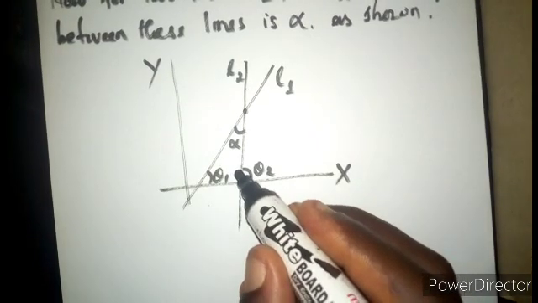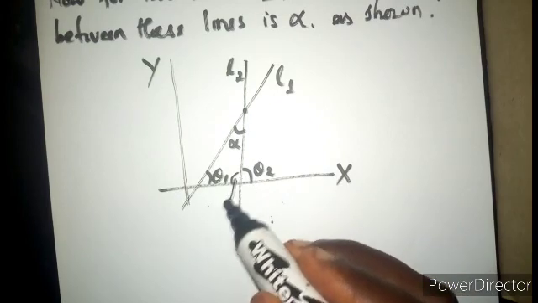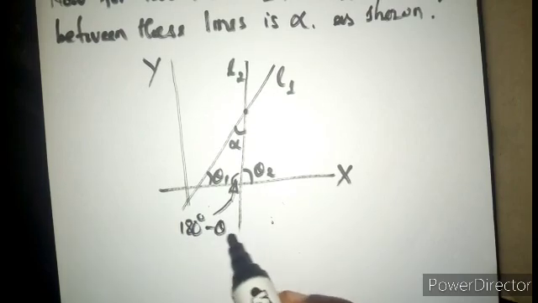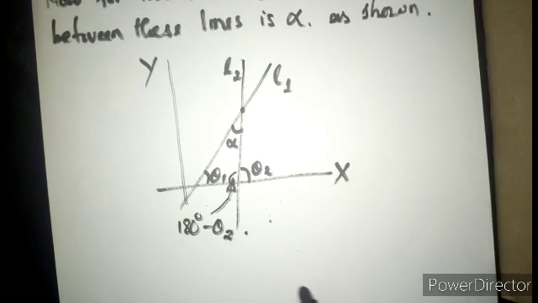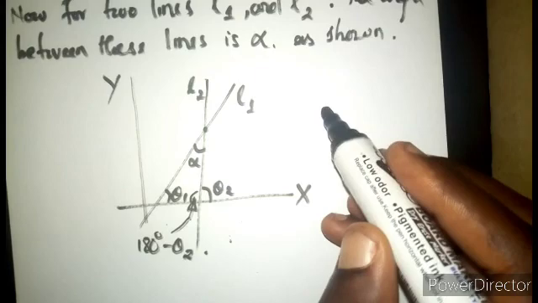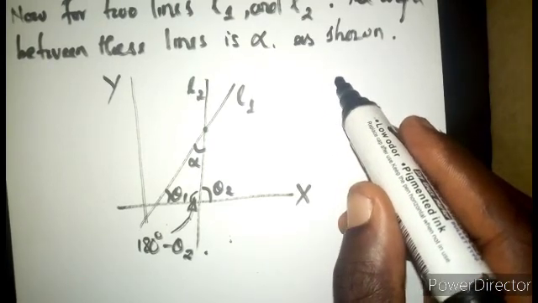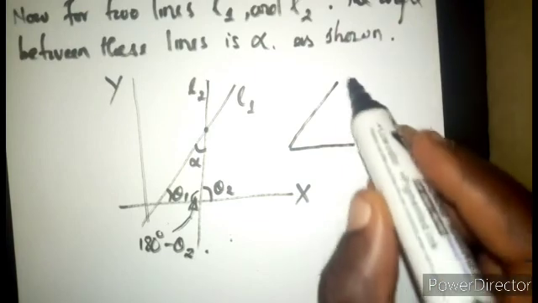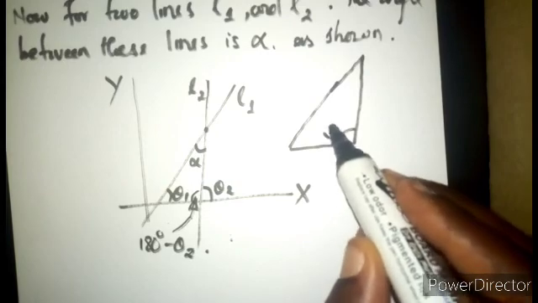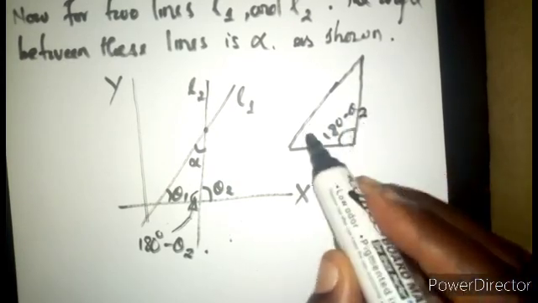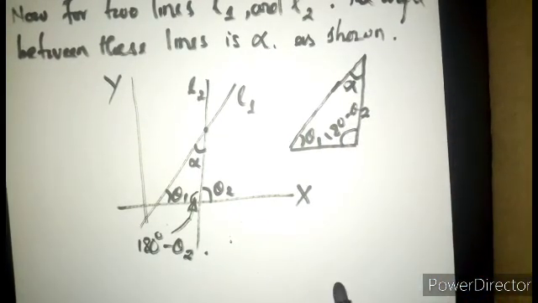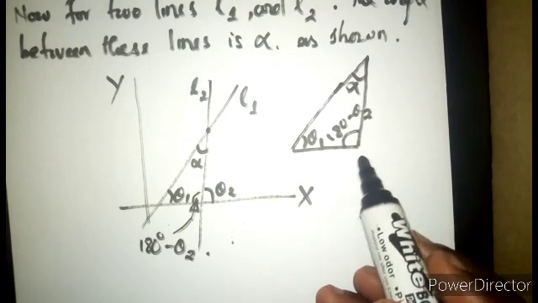Now, we know what this angle is going to be. That angle is simply 180 degrees minus theta 2. So we have a triangle with angles 180 minus theta 2, theta 1, and this alpha. So that's the triangle we have.